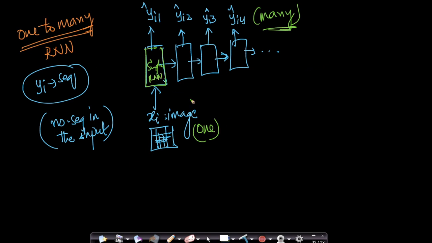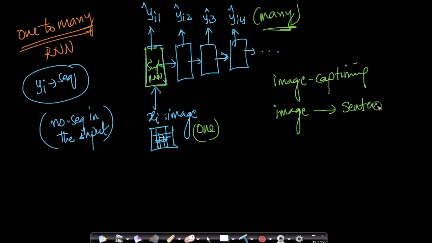You might wonder, where is this useful? There is a problem called image captioning. The task of image captioning is that you're given an image as an input, which is just one data point. It's not a sequence. And what you want to output is a sentence which explains what is in the image.